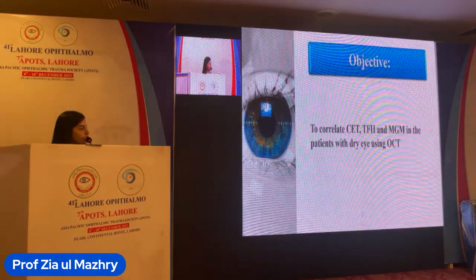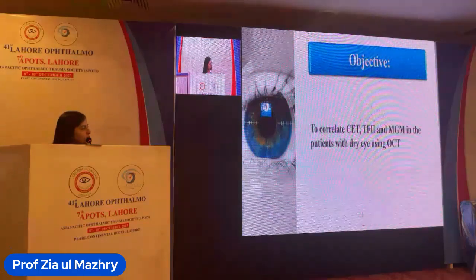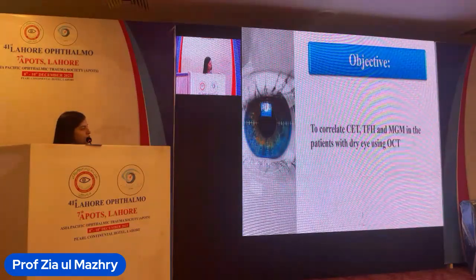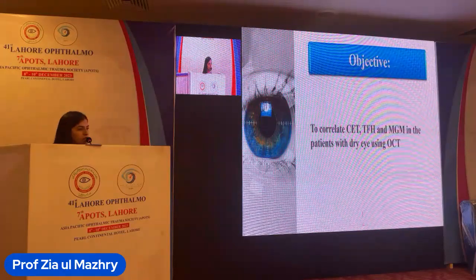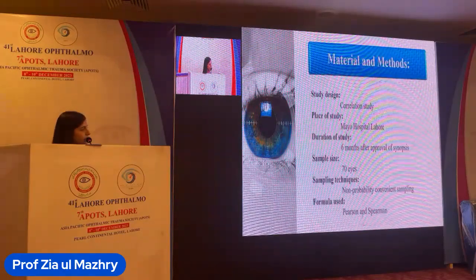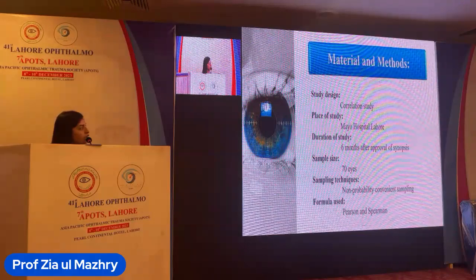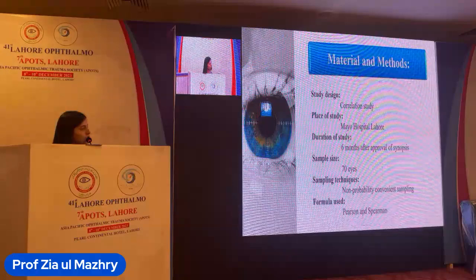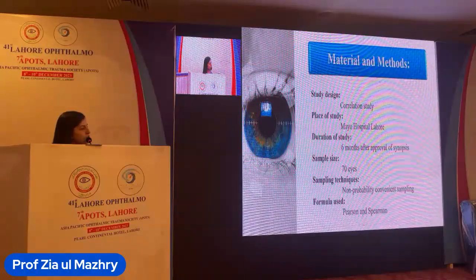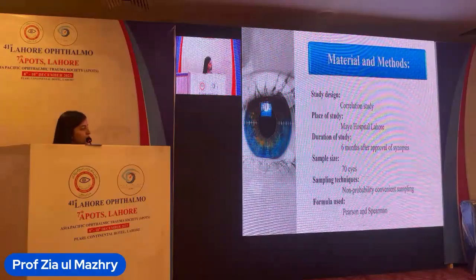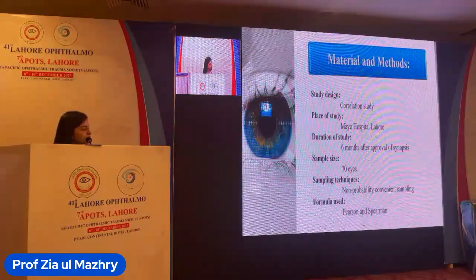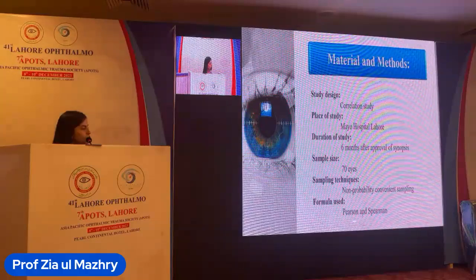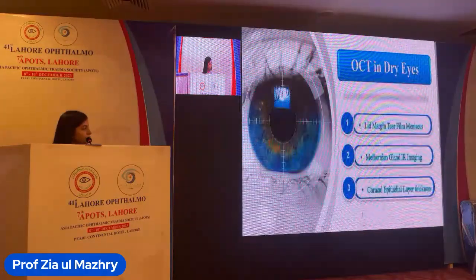The objective of my study was to correlate the corneal epithelial thickness, tear film height, and meibomian gland morphology in dry eye patients using anterior segment OCT. The study design was a correlation study. The place was New Hospital, Lahore. The duration of the study was 6 months after approval of the synopsis. The sample size was 70 eyes. The sampling technique was non-probability convenient sampling, and the formulas used were Pearson and Spearman.